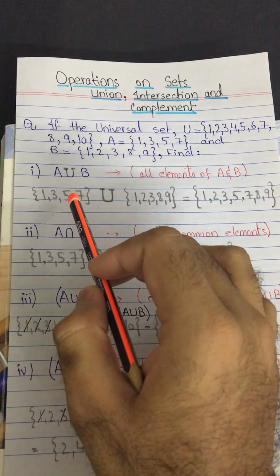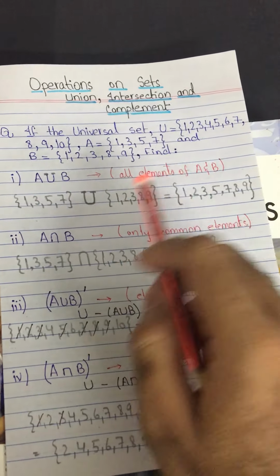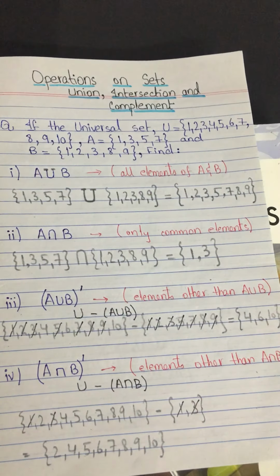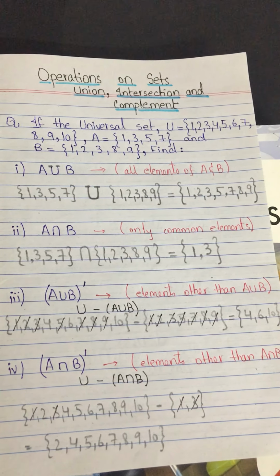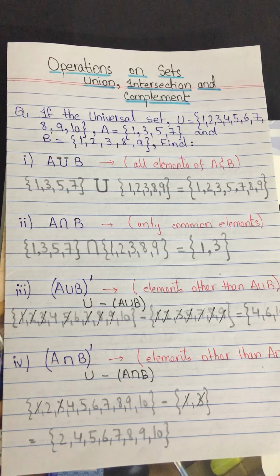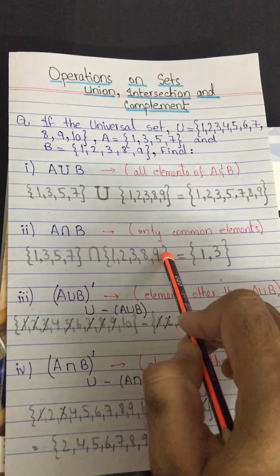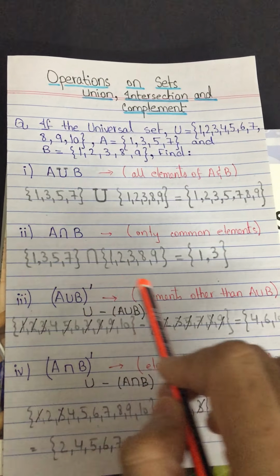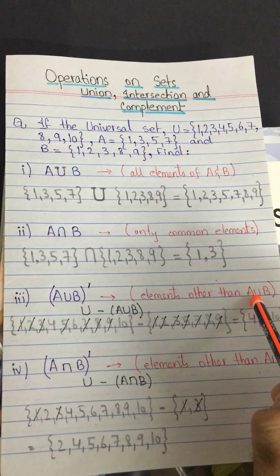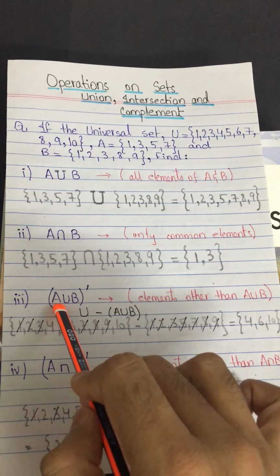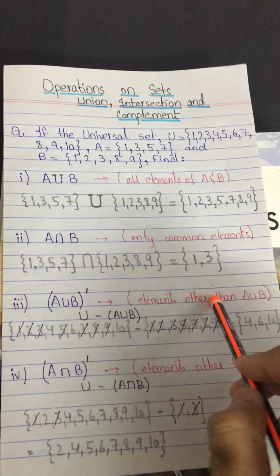So union means you have to combine all the elements of both the sets, but be sure that no one gets repeated and no one gets left out. Intersection means only the common elements. Complement means elements other than A union B. If the complement is on A union B, it means elements other than A union B.